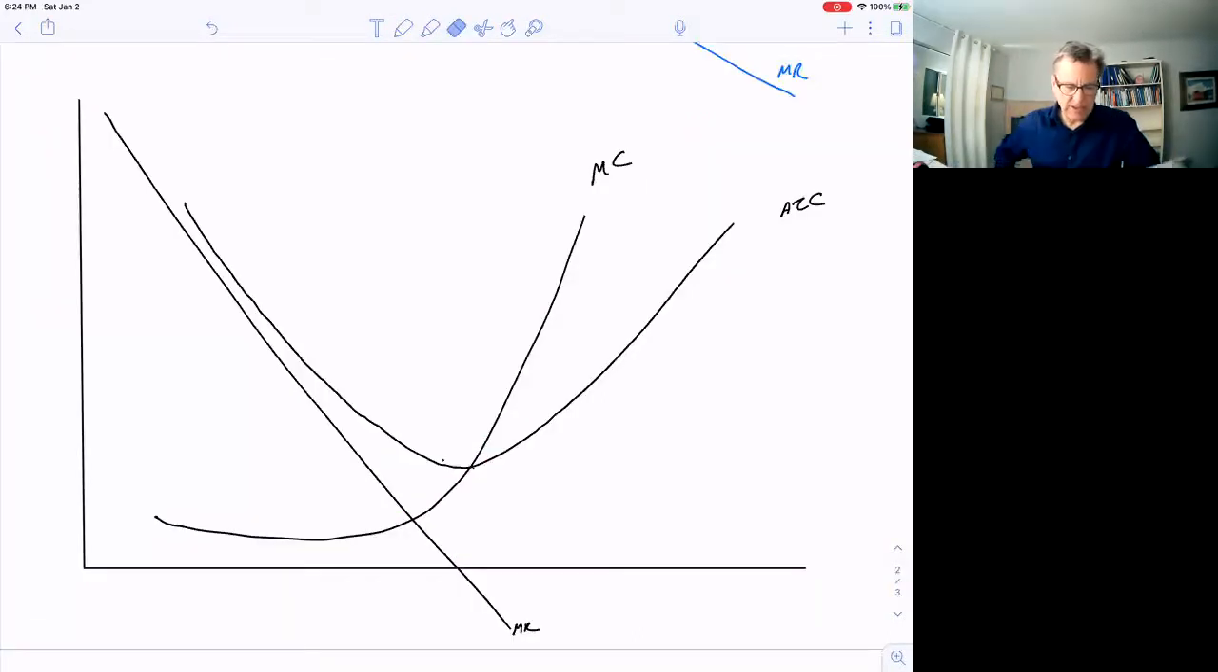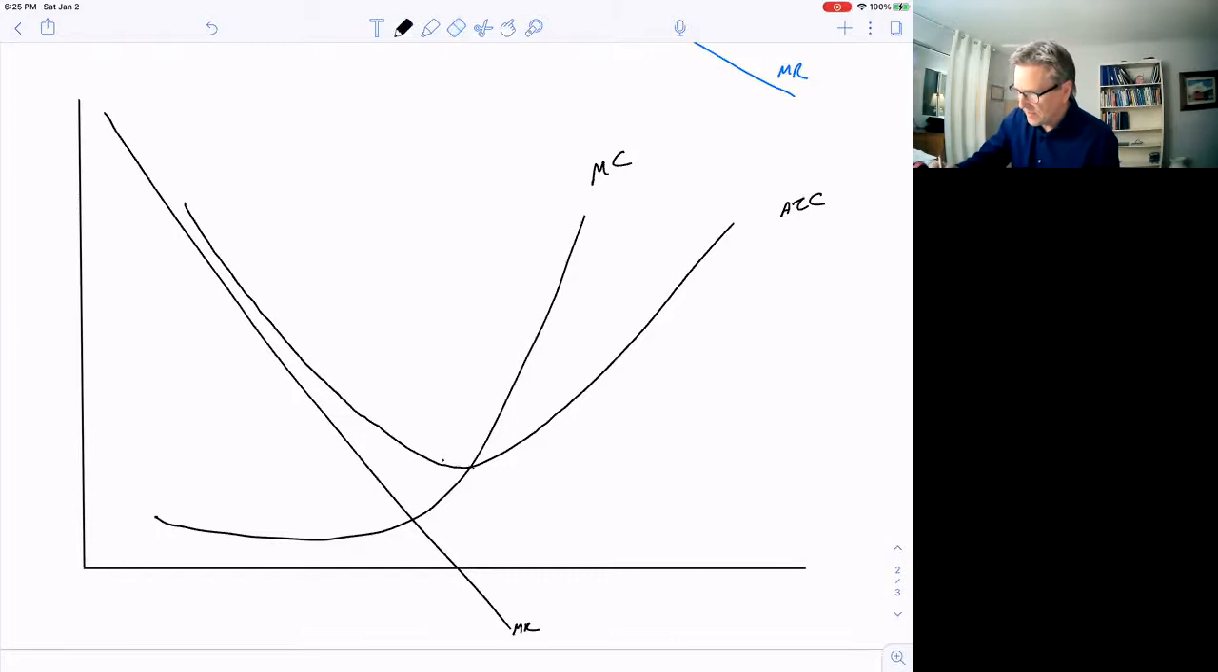Okay, now the last question says, how does the optimal quantity that maximizes profit differ between the monopolist and the firm that's in perfect competition? And how does the price that the monopolist charges compare to the long run price under perfect competition? So what I can tell you here is the price of the monopolist is going to be higher than under perfect competition. And the quantity is going to be less than under perfect competition.